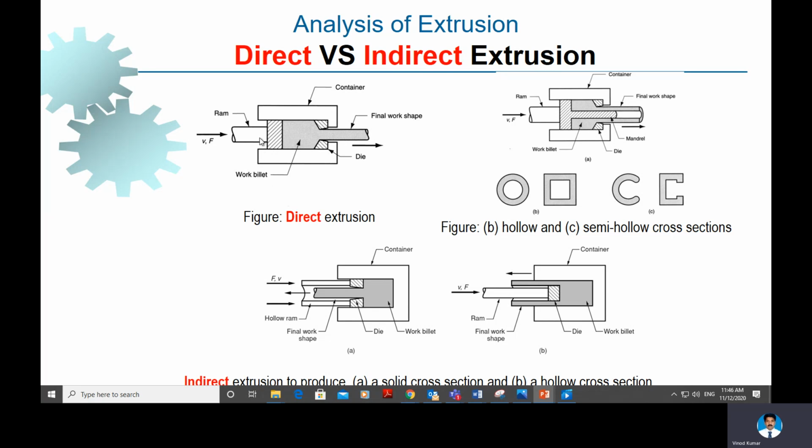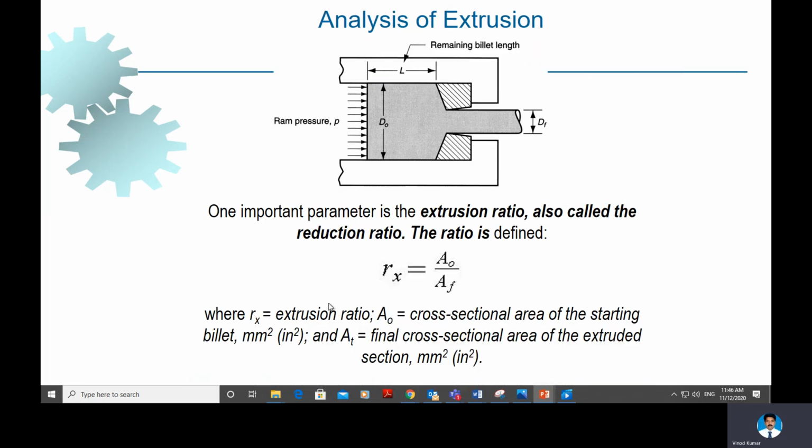here, as the friction opposes the flow, direct extrusion needs more force in comparison with indirect. In indirect extrusion, the direction of force and friction are in the same direction. That's why friction will help in the movement of the final finished product. So let us see the process dynamics, the variables of the extrusion process.